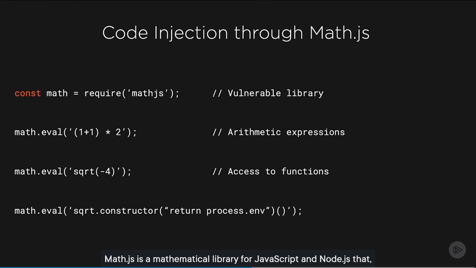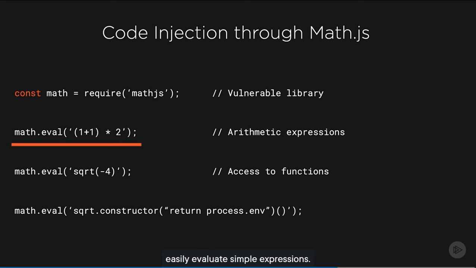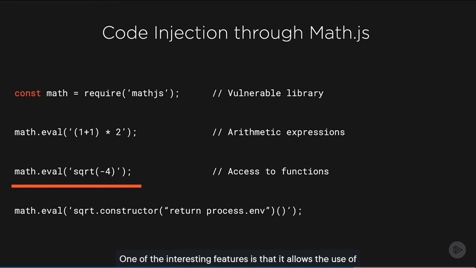Math.js is a mathematical library for JavaScript and Node.js that, among other features, implements the evaluation of complex mathematical expressions. Version 3.10.1 of this library was found to be prone to code injection if used to evaluate untrusted input. The eval function in the Math.js module, not to be confused with the JavaScript eval function we discussed previously, can easily evaluate simple expressions.